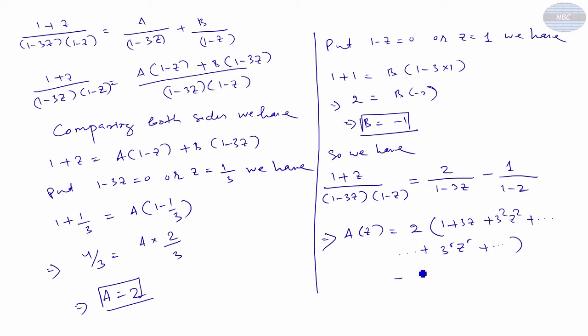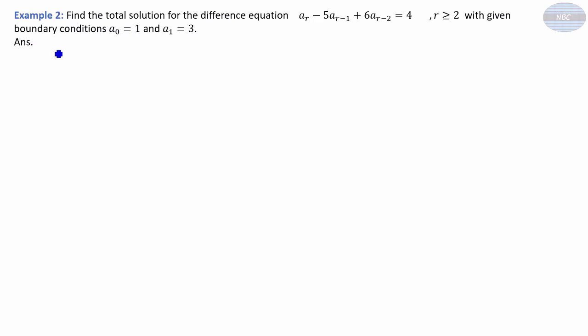Similarly, we expand the second term, so we'll get 1 plus z plus z square and so on up to z to the power r and so on. Now we can write down the final solution as ar is equal to 2 into 3 to the power r plus minus 1. So this is the final answer we have.